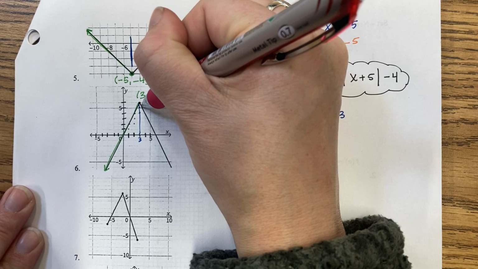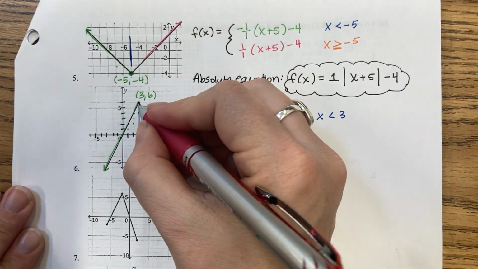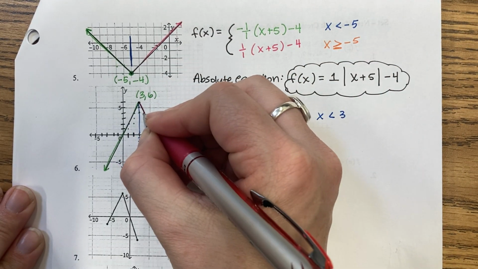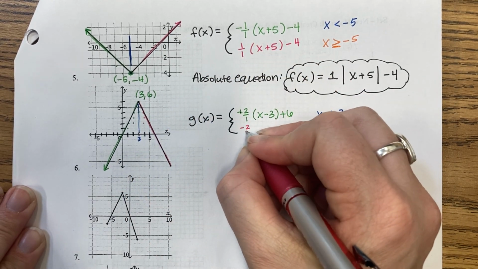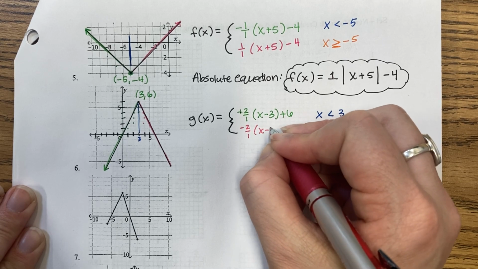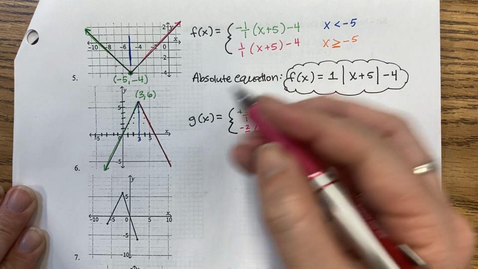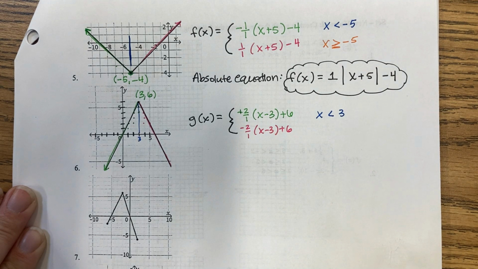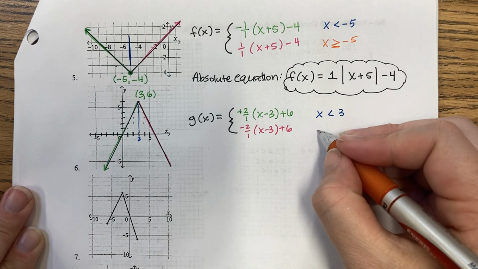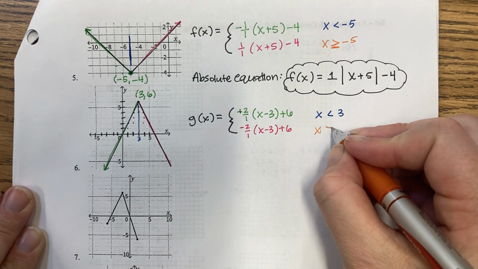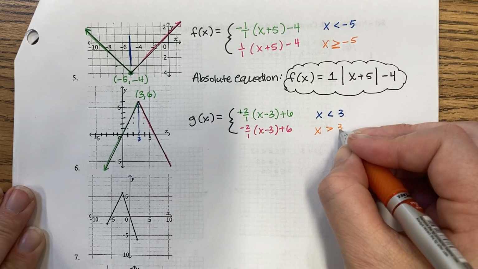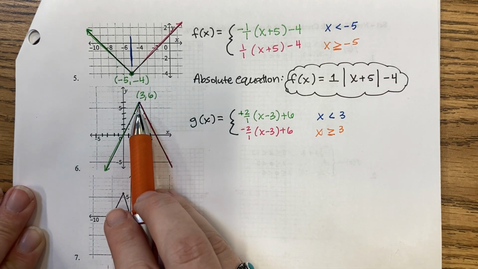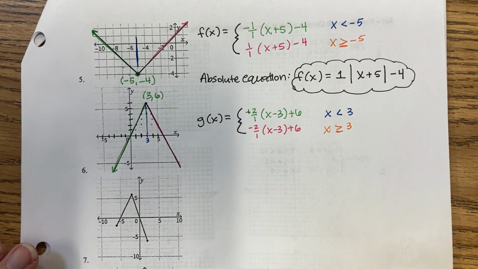The right side is going down. Down 2 over 1. Down 2 over 1. I'm going to use the same point. And then I'm going to say when x is to the right of 3. That's where the pink equation is. I'm going to put equals 2 so it fills in the dot.